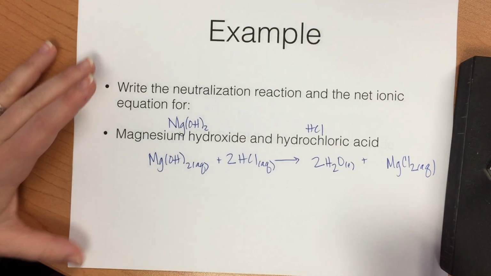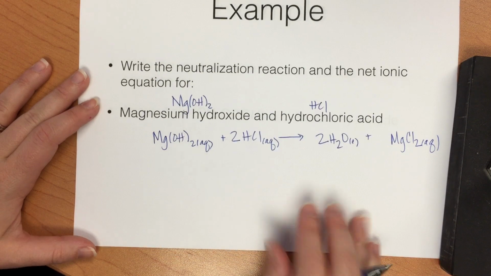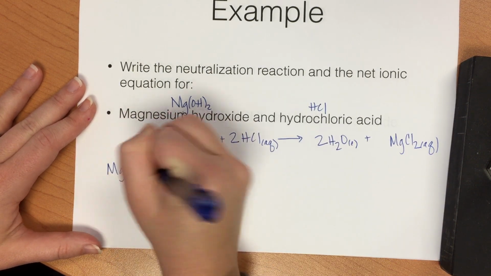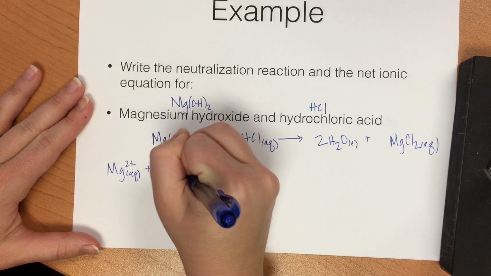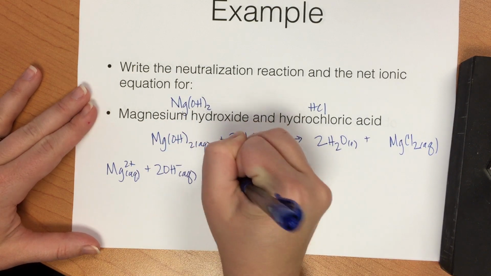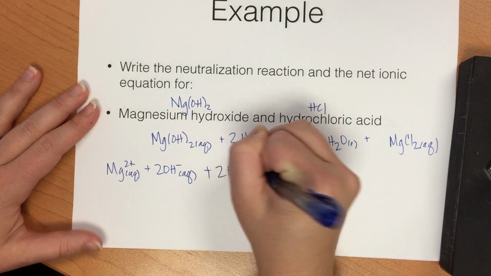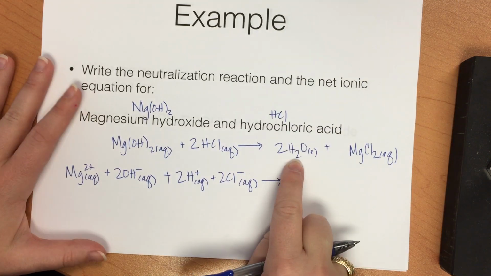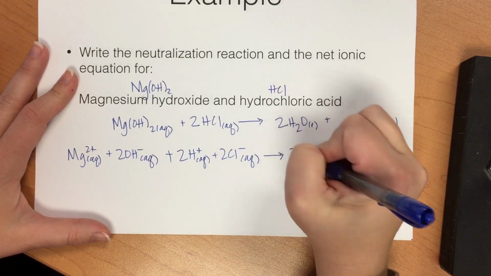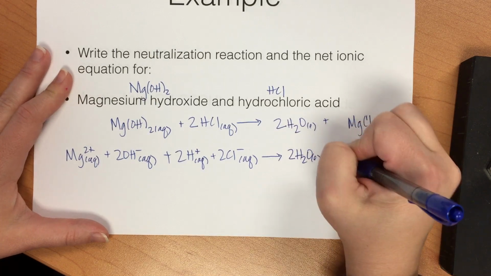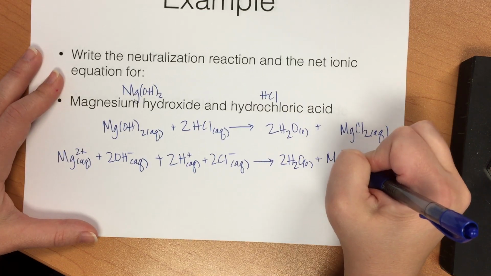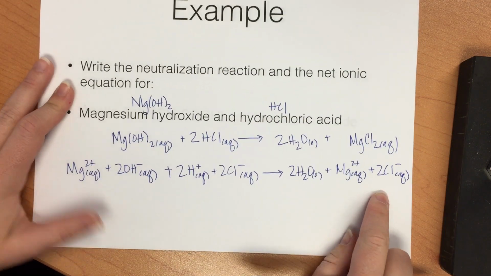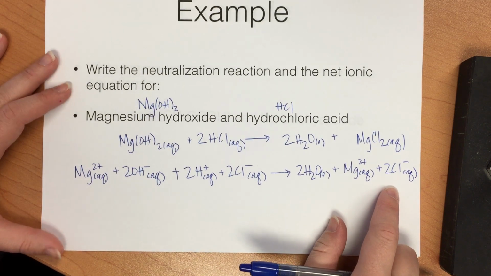So in this case, we can write the complete ionic equation, which is magnesium 2+, aqueous, plus 2 OH minus, aqueous, plus 2 H plus, aqueous, plus 2 Cl minus, still aqueous. Now the waters, because they are liquid, do not come out of solution. And then we have magnesium 2+, aqueous, plus 2 Cl minus, aqueous. So we've now created our complete ionic equation.